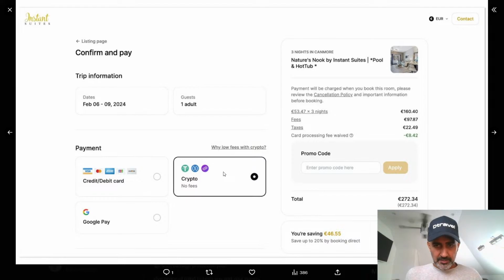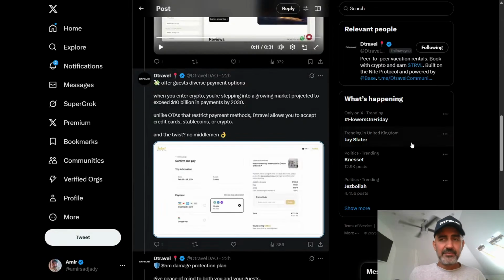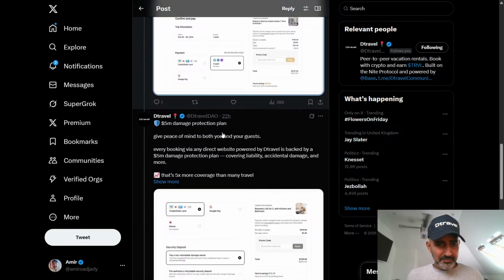There you go. So you could pay by crypto and you can have it as an option, and then the credit card fee is obviously waived. And usually that's quite significant. It's like anywhere between 3 to 5%, and some countries possibly even more. So that's a big win.